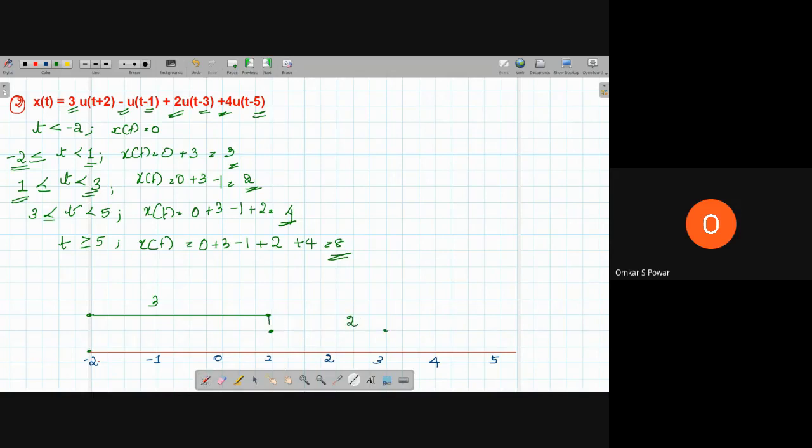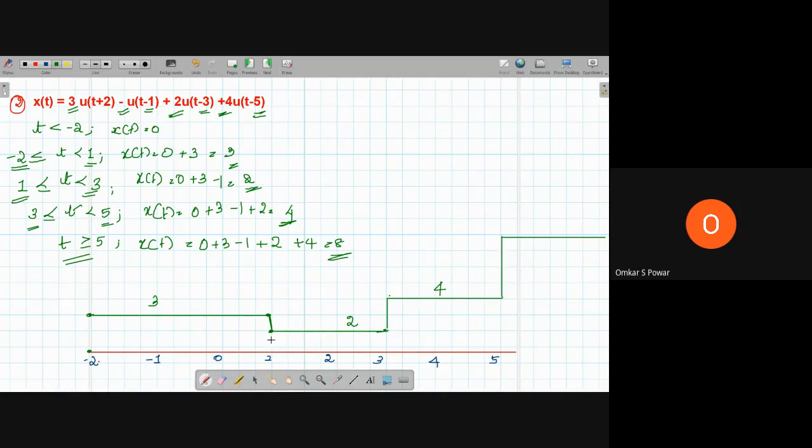Because it decreases, right? From 3 to 2. So this should be a straight line. Then from 3 to 5, the value is 4. So from 3 to 5, the value is 4 here. Then x for t greater than or equal to 5, the value is 8. So if it is greater than or equal to 5, the value is 8.